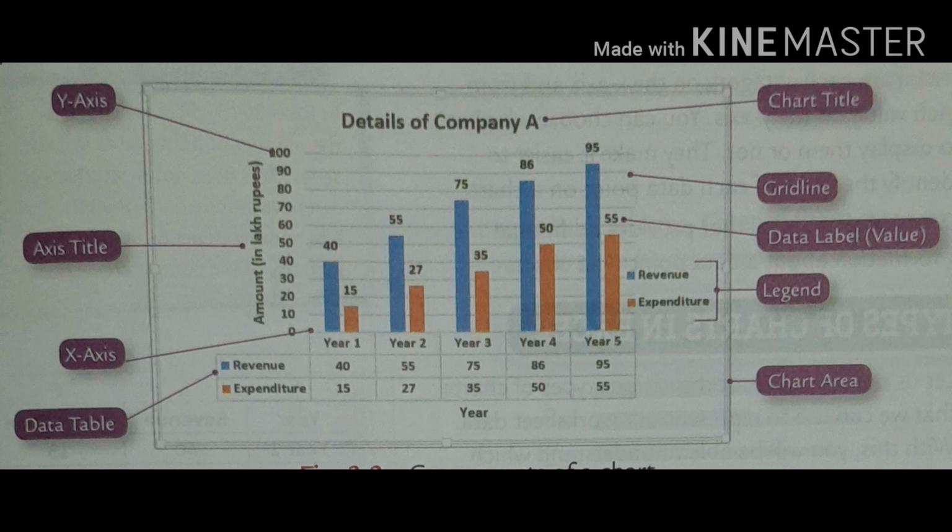Chart label, a label that provides additional information about a data point on a chart. In the next class, we'll study the types of charts in Excel.